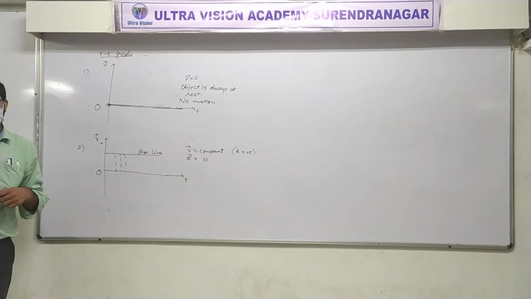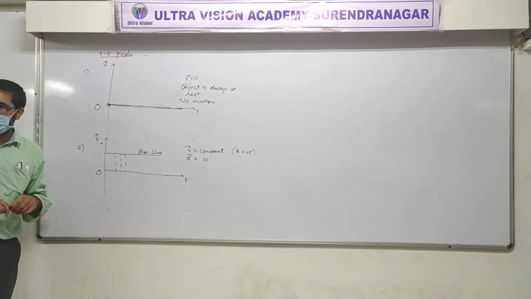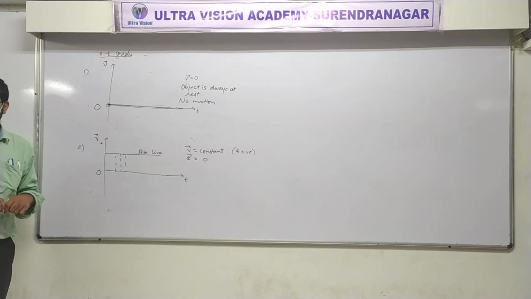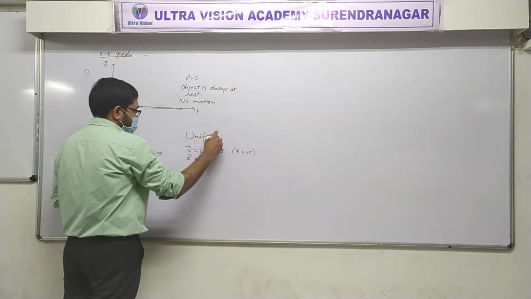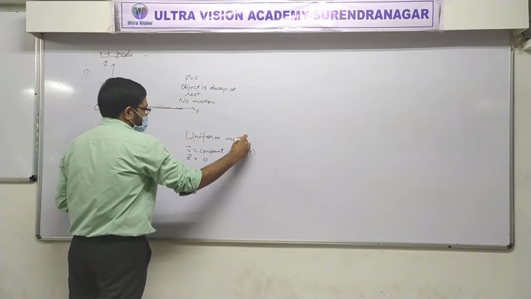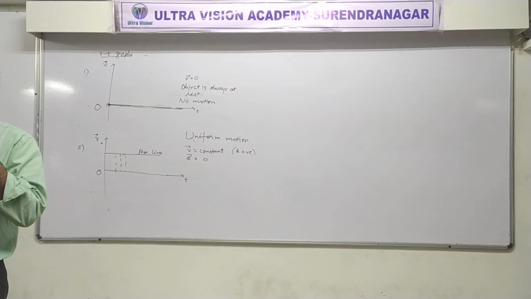Alright, Pragati? Uniformly accelerated. Uniformly accelerated motion. Himakshi? Uniformly accelerated motion. Okay. Sit down everyone. This is uniform motion. What is the meaning of uniform motion? Velocity is constant. That itself is the meaning. Uniformly accelerated motion means acceleration is there and acceleration is constant. Yes or no? Everyone got that?